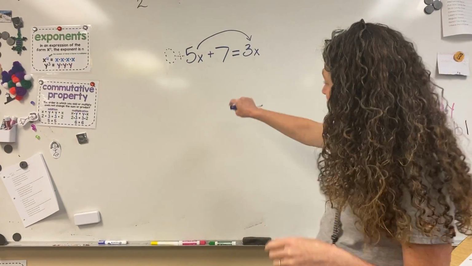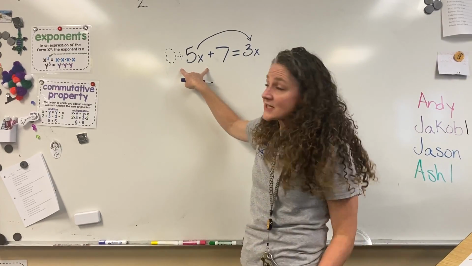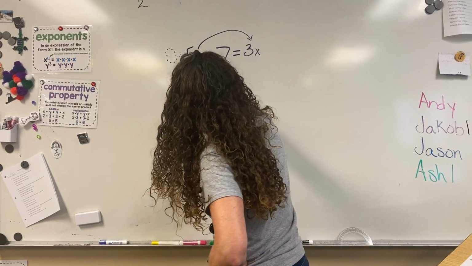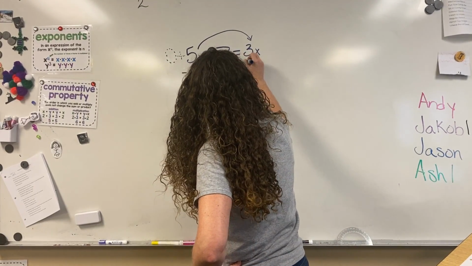All right. So I have nothing plus 5x. Well, what undoes addition? Subtraction. I'm going to subtract 5x. Oh, crappity crap, guys. We're going to have a negative again. Can we do that?